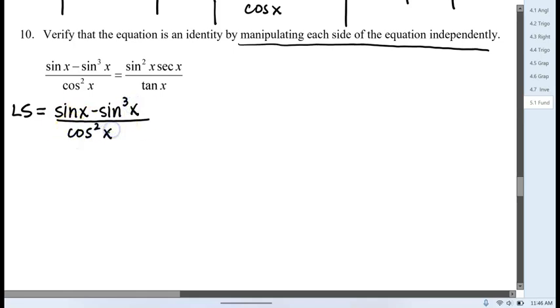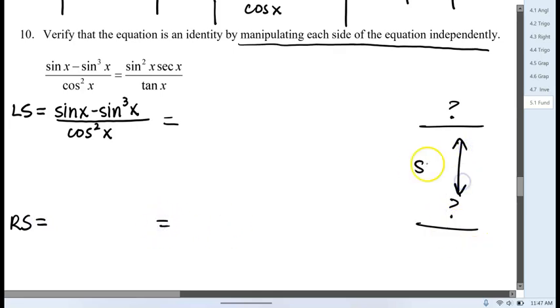If we're not able to manipulate it to get the right side, what this directive tells us to do is, say we can simplify this down to get something here. We could then take the right side, simplify it down, and if these two things are the same, then we're done. We've shown that the left side is equal to the right side.